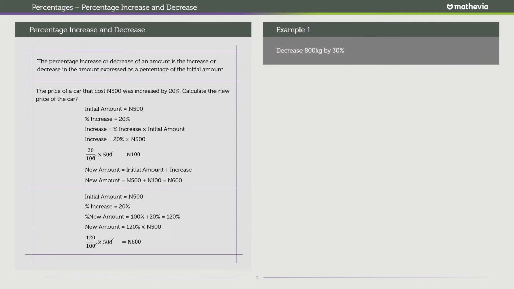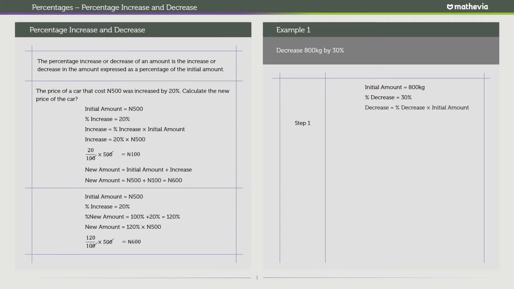So example 1. We've been asked to decrease 800 kilograms by 30%. So our initial amount is 800 kilograms, and the percentage decrease is 30%. We're talking decrease this time, so our initial amount is going to reduce. We're going to slash our initial amount by a certain amount, basically, which represents 30% of our initial amount.